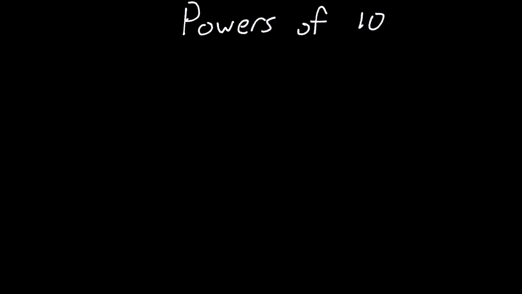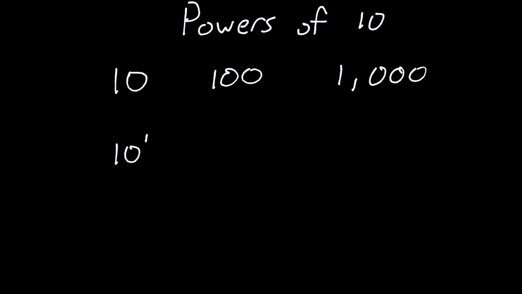Since we are starting off by dividing by powers of 10, it's a good thing to review what a power of 10 is. The powers of 10 we are going to be using for this video are 10, 100, and 1000. These are called powers of 10 because they can be expressed as exponents. 10 can be written as 10 to the first power, 100 can be written as 10 to the second power, and 1000 can be written as 10 to the third power.